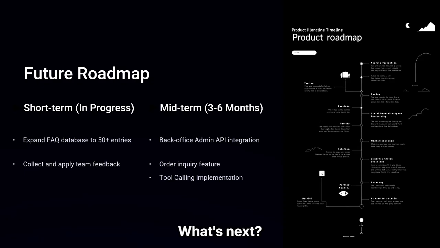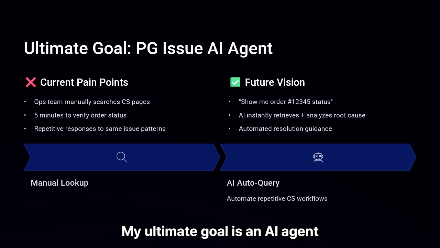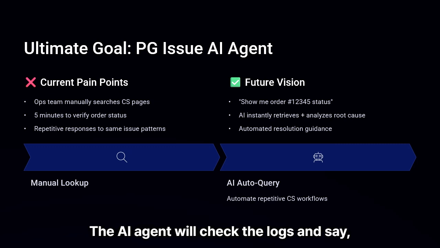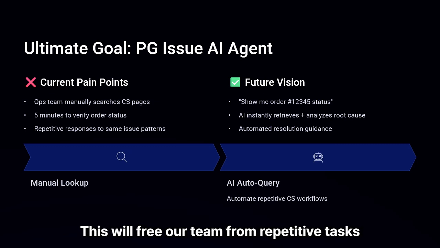What's next? I plan to connect this with our backoffice API. My ultimate goal is an AI agent. Imagine an ops team member asks, "Why did order 1, 2, 3, 4, 5 fail?" The AI agent will check the logs and say, "It failed due to insufficient funds." This will free our team from repetitive tasks.